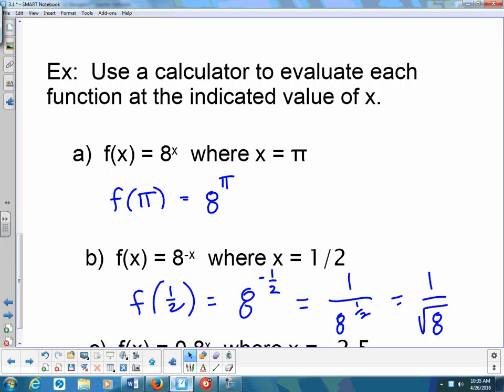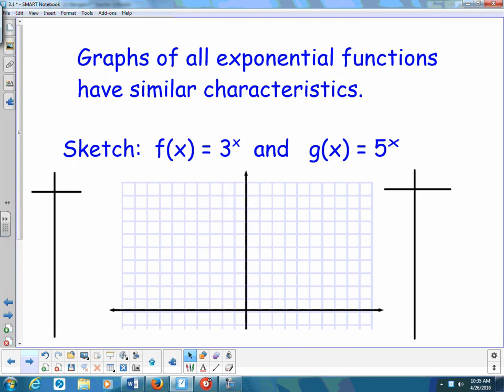Okay, let's skip that last example and move on. Graphs of all exponential functions are going to have similar characteristics. So if we sketch the graph of f of x equals 3 to the x, and g of x equals 5 to the x, they're going to have some similar features.